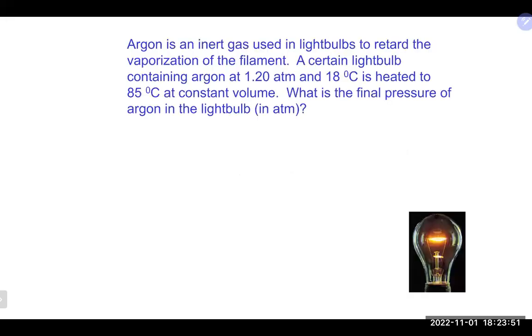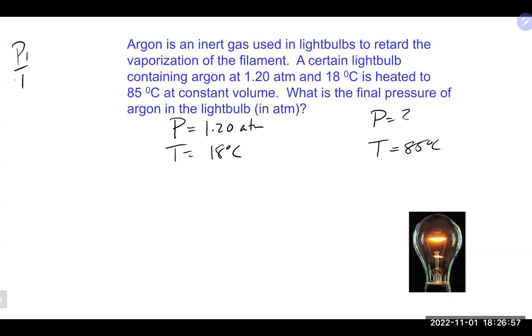All right, one last one here in the run. Argon is used in certain light bulbs. We've got one that is 1.2 atmospheres at 18 degrees Celsius, heated to 85 degrees Celsius. What is the final pressure here? 1.2 atmospheres goes with a temperature of 18 degrees Celsius. We're going to change the temperature to 85, and we are looking for our pressure. So in this case, the one that does fit would be Gay-Lussac's law: P1/T1 is equal to P2/T2.